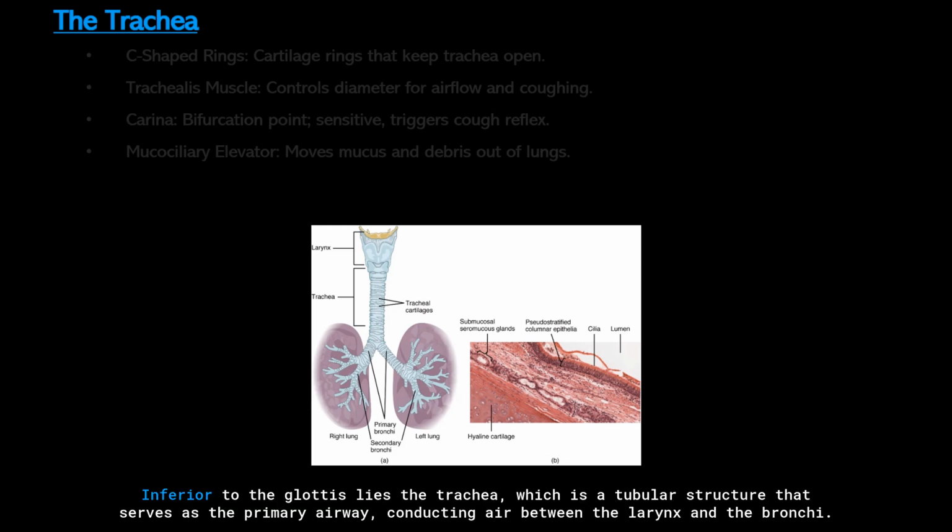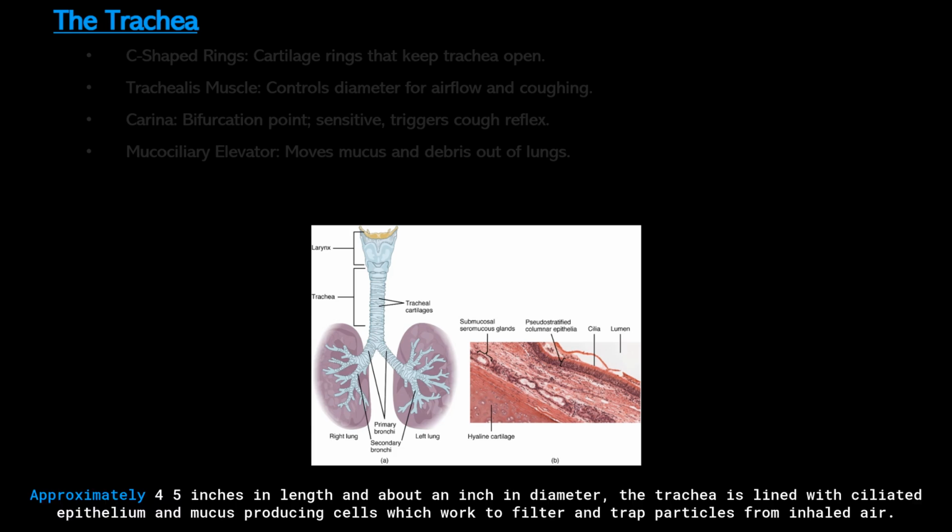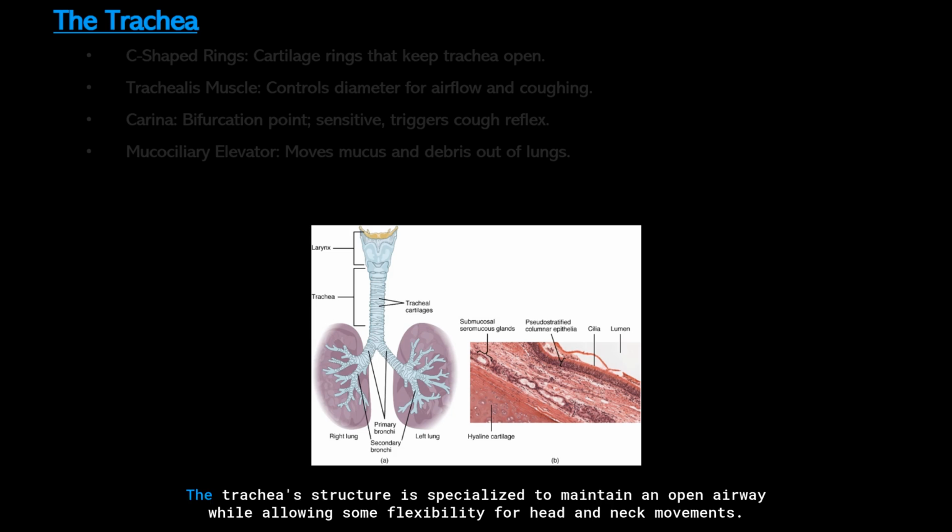Inferior to the glottis lies the trachea, which is a tubular structure that serves as the primary airway, conducting air between the larynx and the bronchi. Approximately 4 to 5 inches in length and about an inch in diameter, the trachea is lined with ciliated epithelium and mucus-producing cells, which work to filter and trap particles from inhaled air. The trachea's structure is specialized to maintain an open airway while allowing some flexibility for head and neck movements.